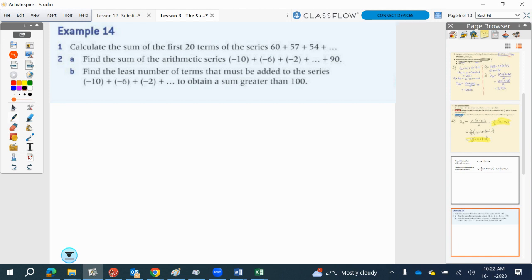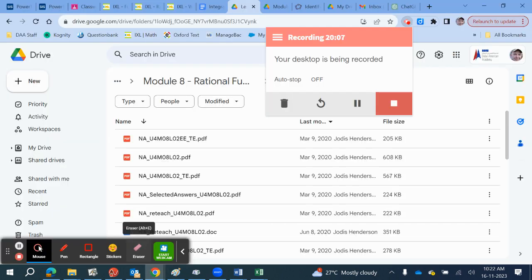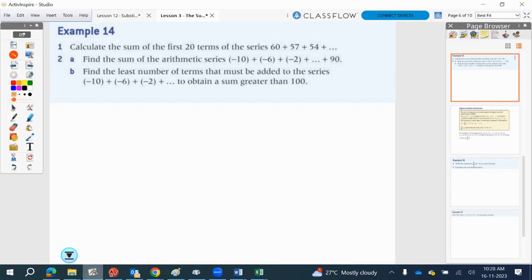Let me pause the video. Okay, so the first one, we need the sum of the first 20 terms in the series. We can see firstly that it's going down by 3 consistently. This shows that it's arithmetic.